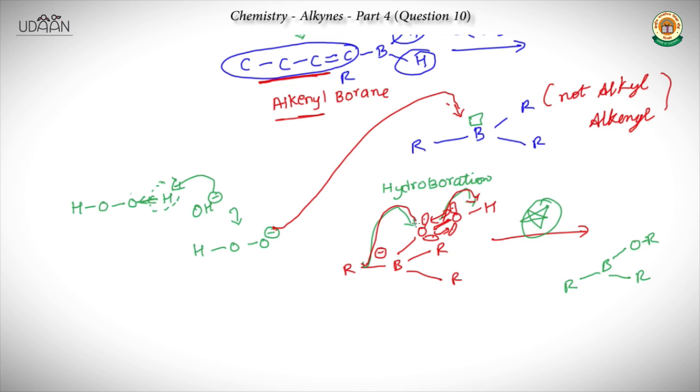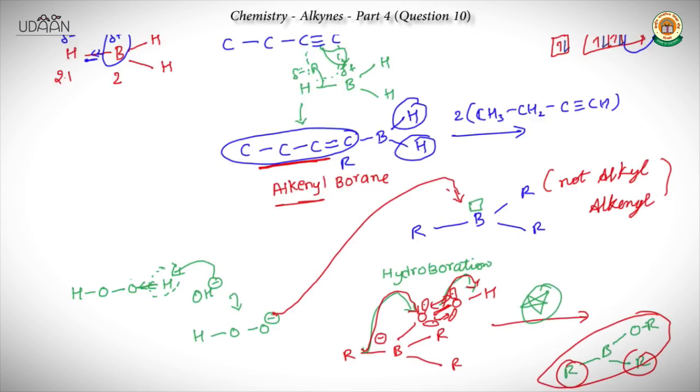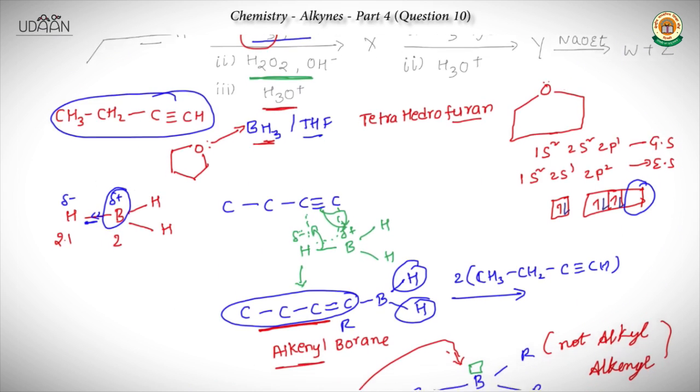And this R gets attached to this and you'll get this one. Now, similarly, the same thing will happen to these R groups too. And finally, you're going to get B(OR)3 with the alkynyl group. Now, let's look into the last part given to it, which is H3O+.